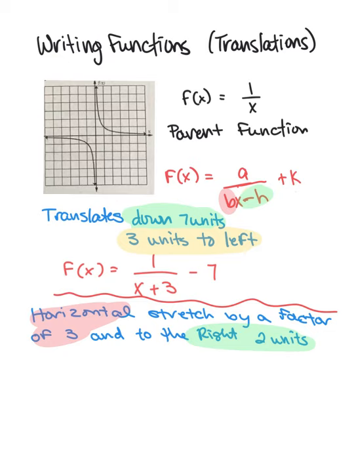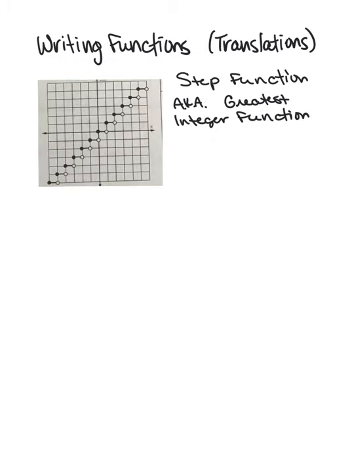So f of x is equal to 1 over 3x, where the 3 is my horizontal stretch, and to the right 2 units means, again, it's not going to be positive, it's a hypocrite, so it's going to be minus 2 that takes me to the right 2 units. Okay, so the last example like this I'm going to do with the graph is going to be my step function.